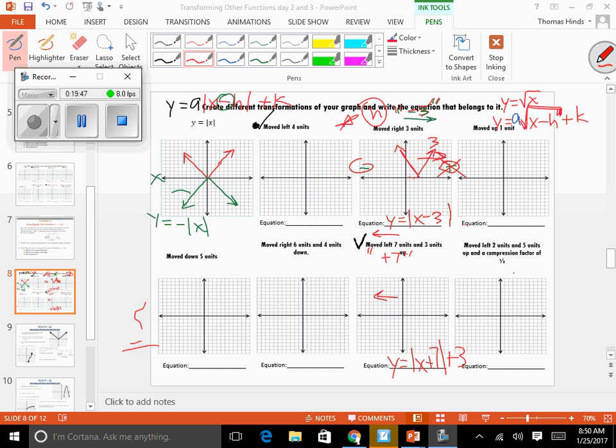This one I didn't draw my picture, but let me see if I can. Where are you here? 7 units to the left and 3 units up. 1, 2, 3, 4, 5, 6, 7. 1, 2, 3.